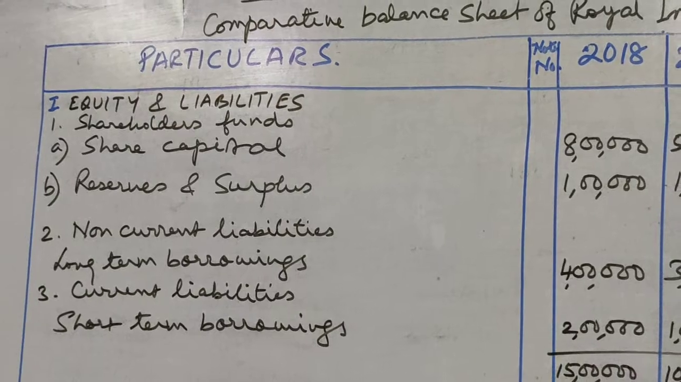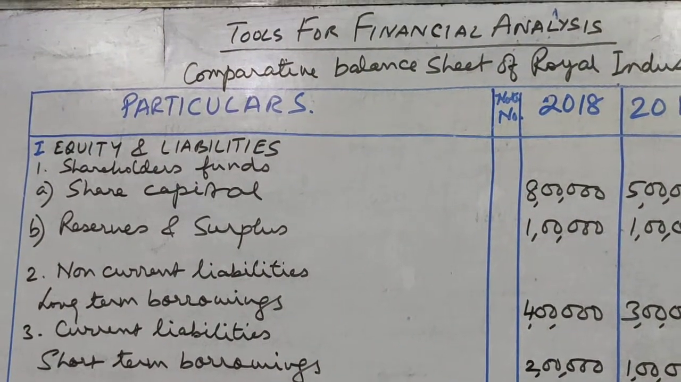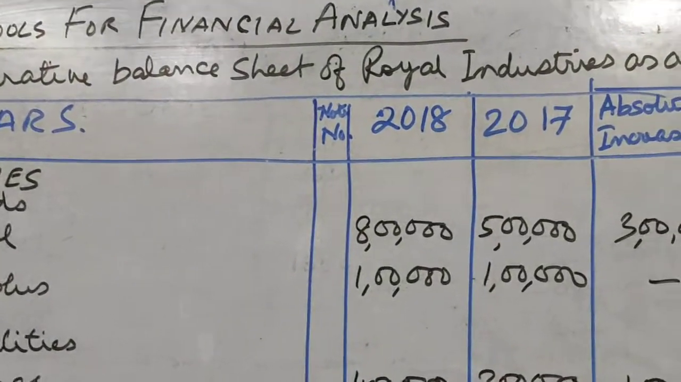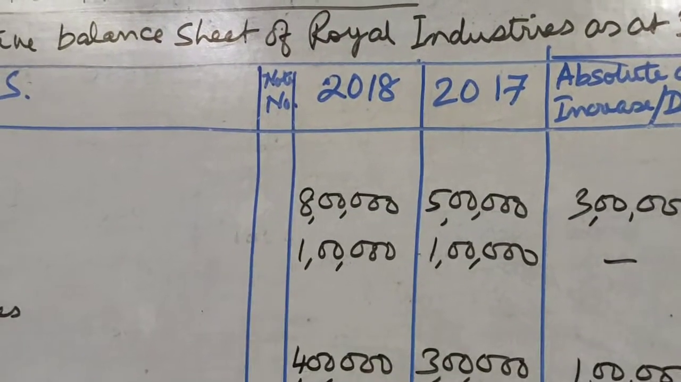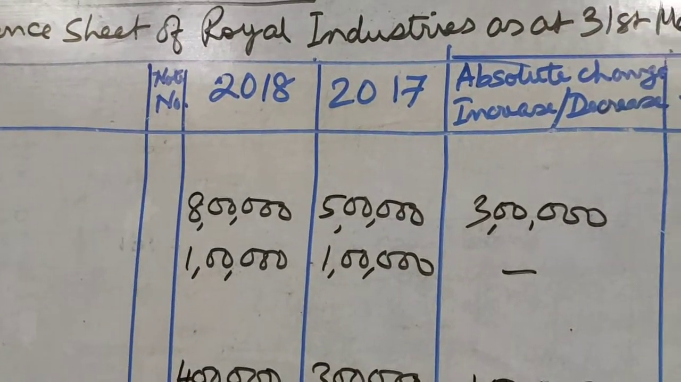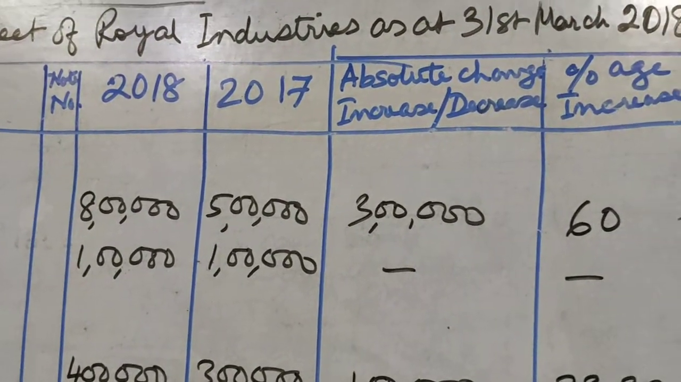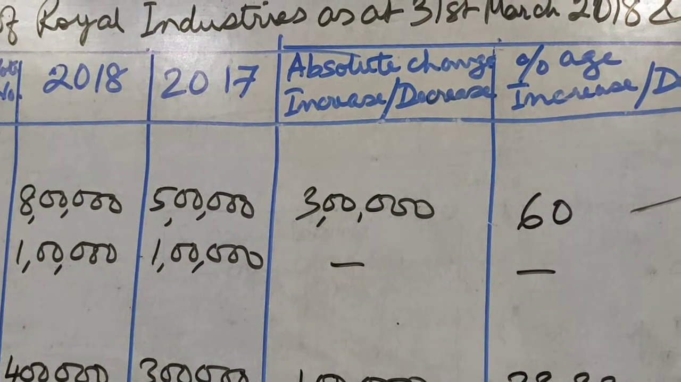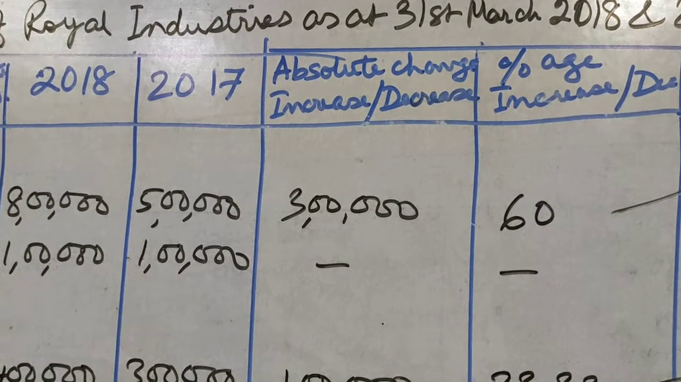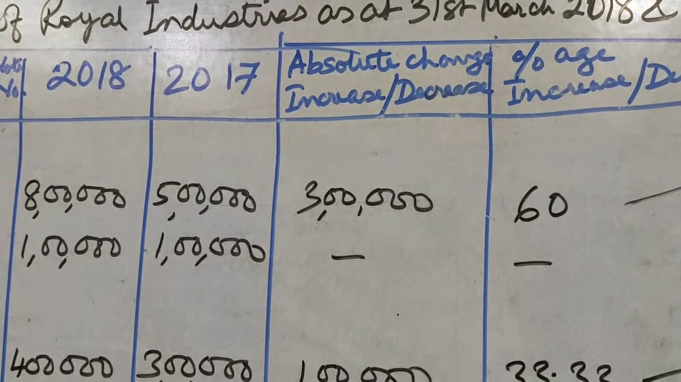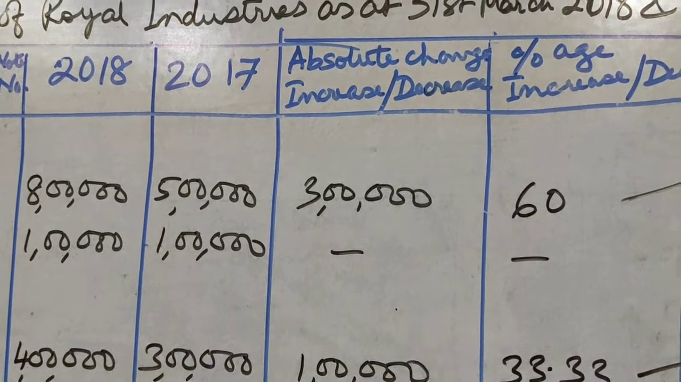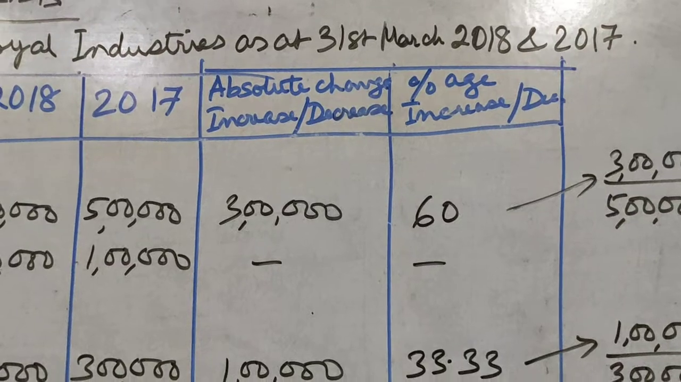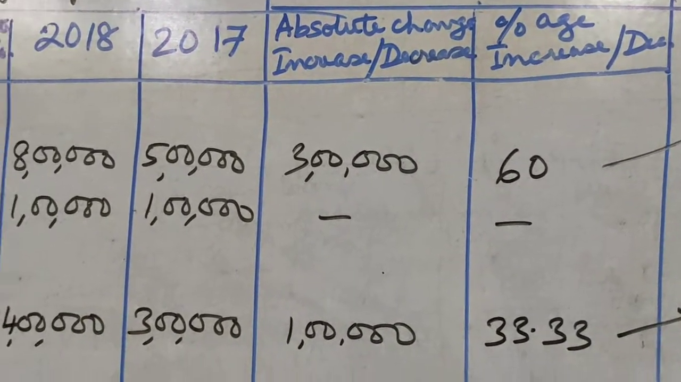And if you look at the rulings, we have a particulars column, then we have a note number column, then present year's values 2018, and then previous year's values, that is 2017. Then absolute change, increase or decrease. Increase we don't write anything, that means we don't put any sign. But if there is decrease, we write it in bracket. And then percentage increase or decrease. Same way, if there is percentage decrease, that will be written in bracket.